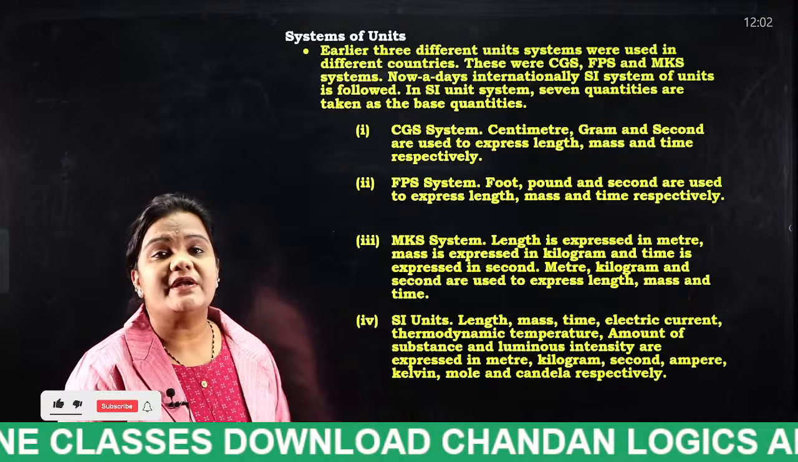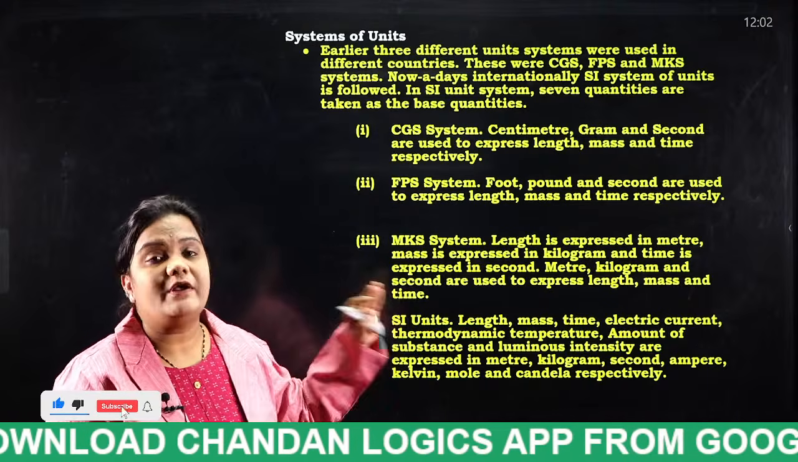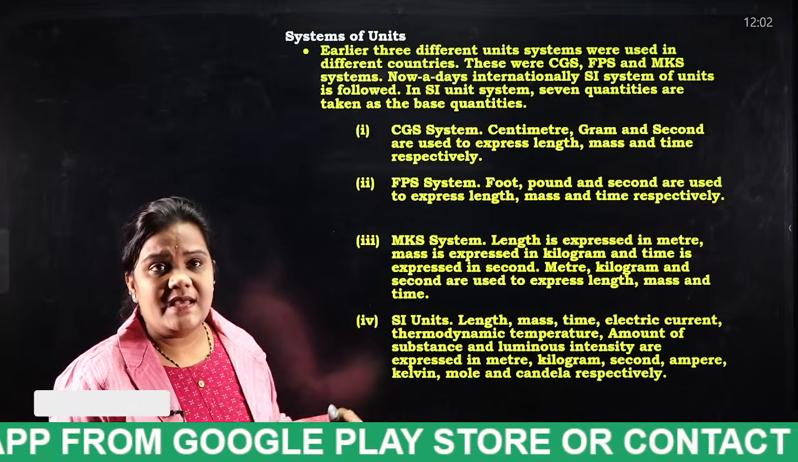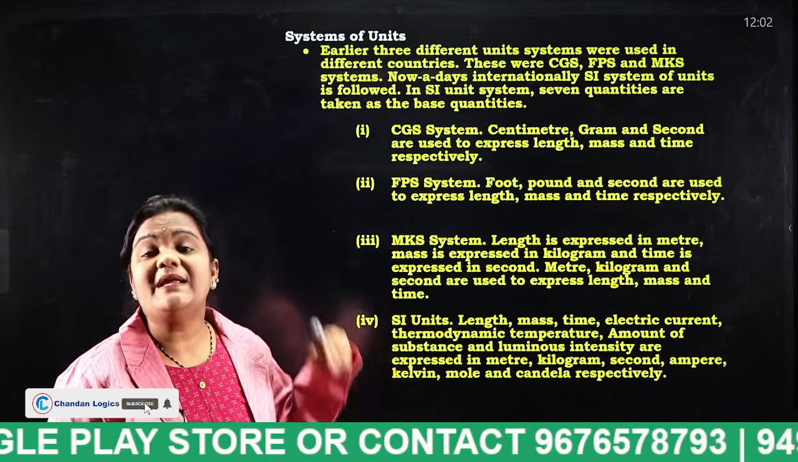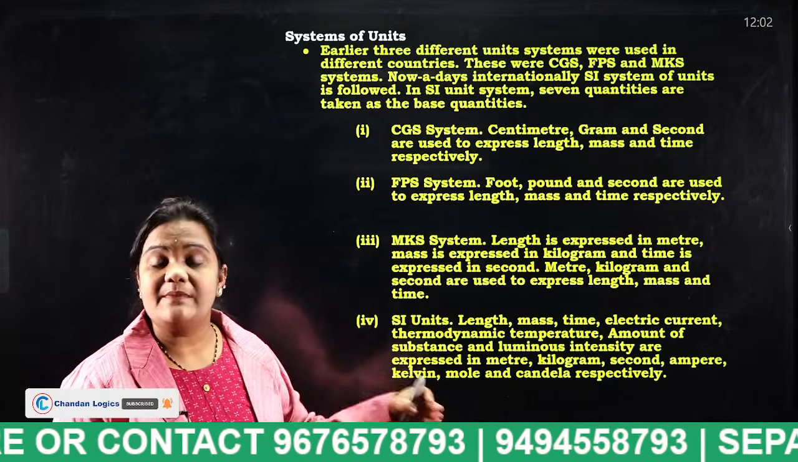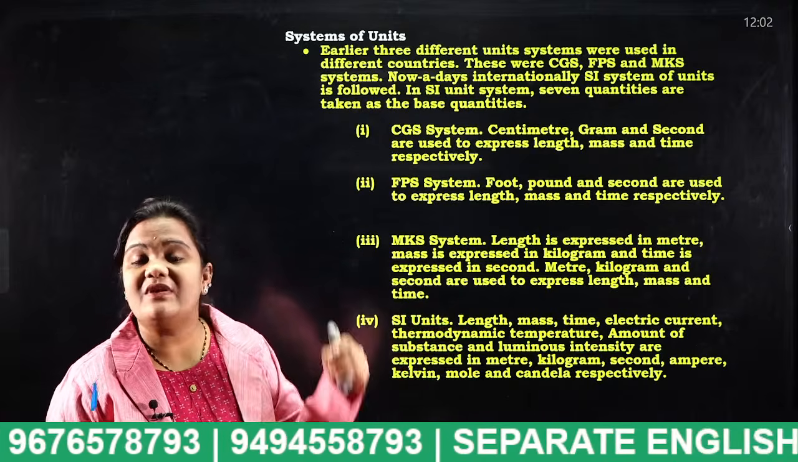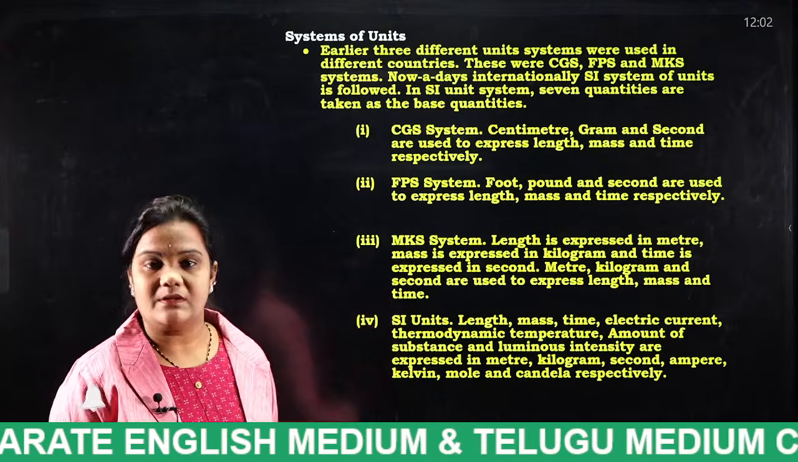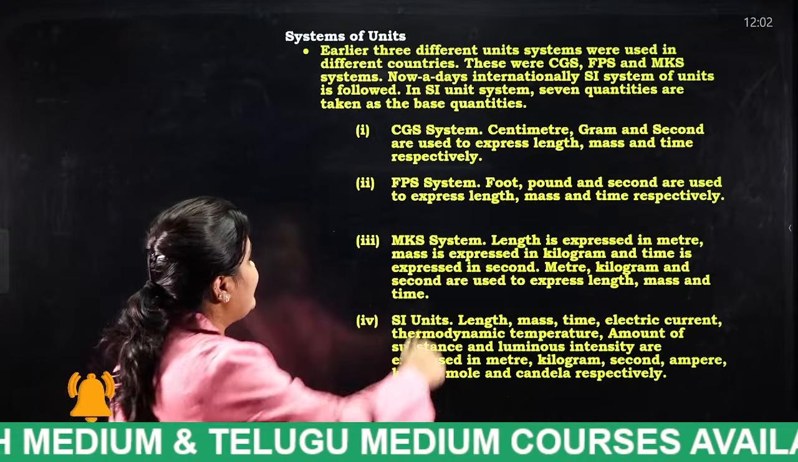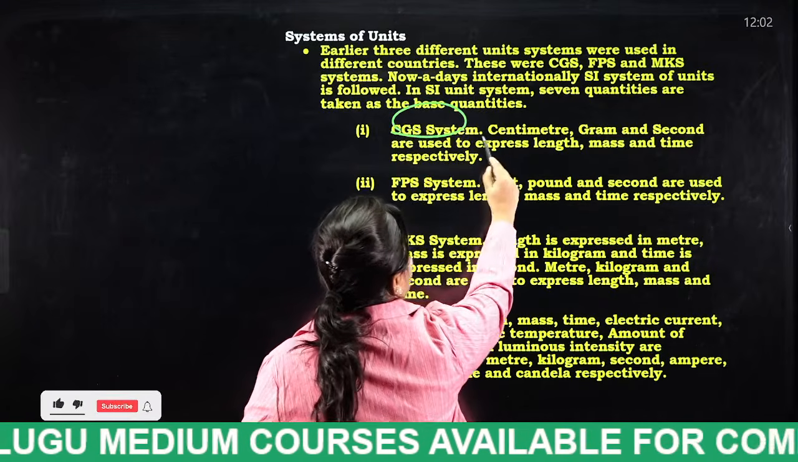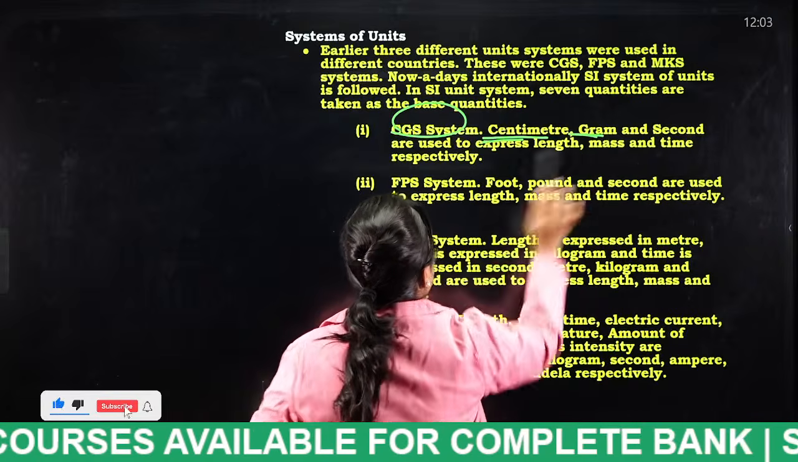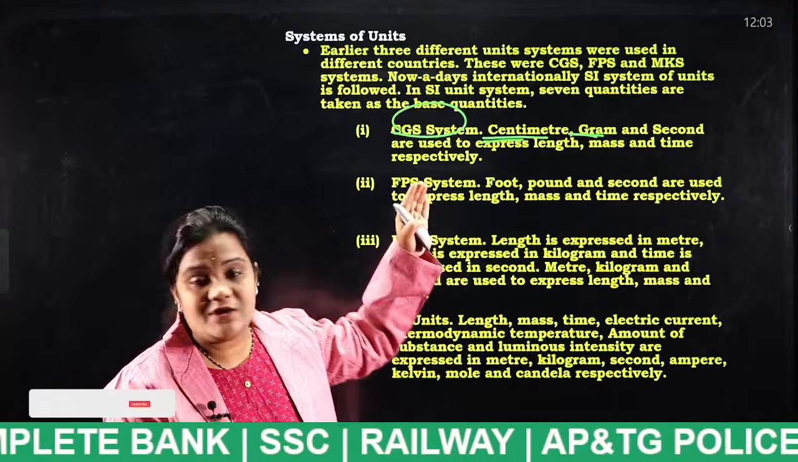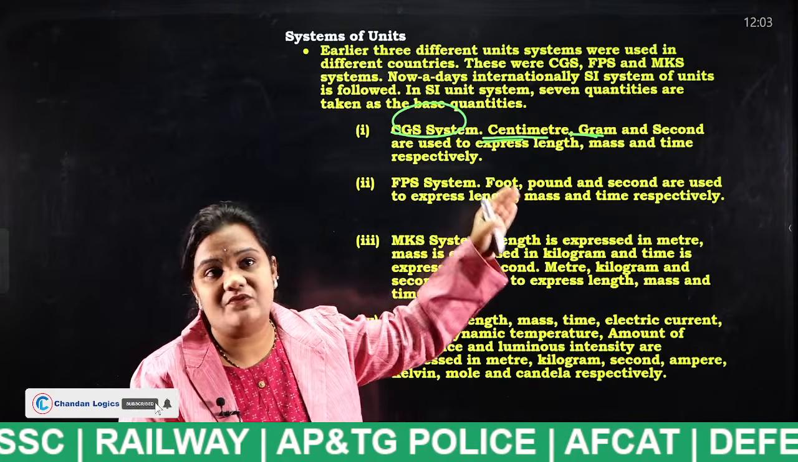Next, I have said what are the systems of units. In general, we have types of unit systems: CGS, MKS, FPS. But as of now, many countries accept SI units for each and every physical quantity. So what is the CGS system? C means centimeter, G means gram, and S means second. Centimeter is the unit for length, gram is the unit for mass, and second is the unit for time.